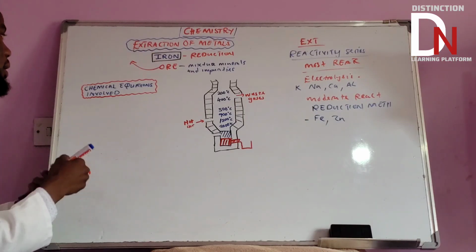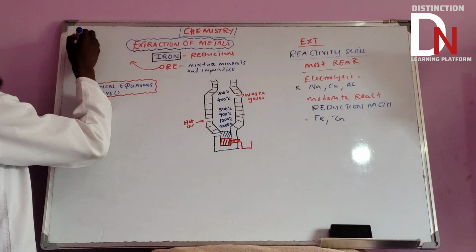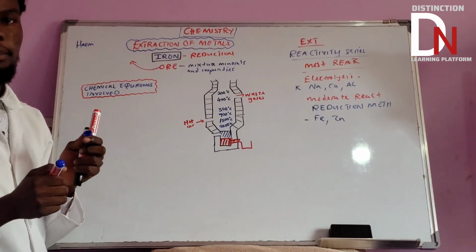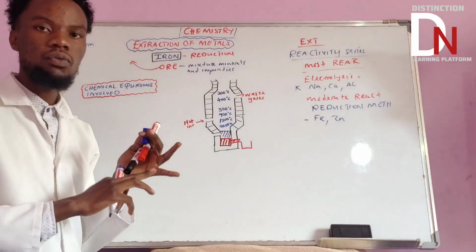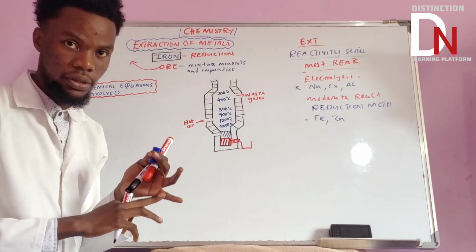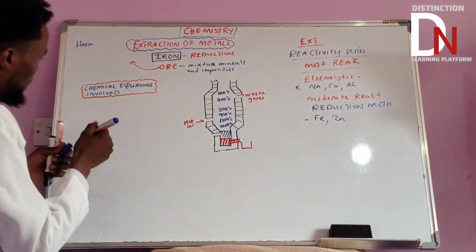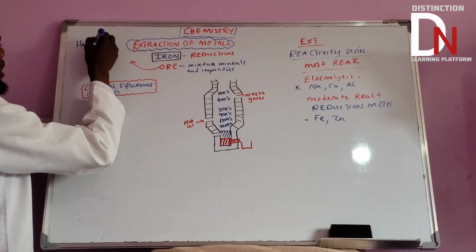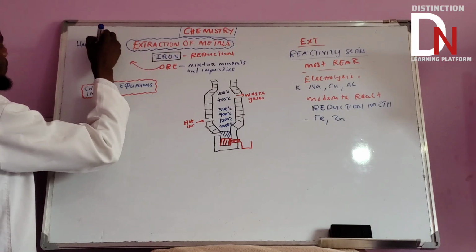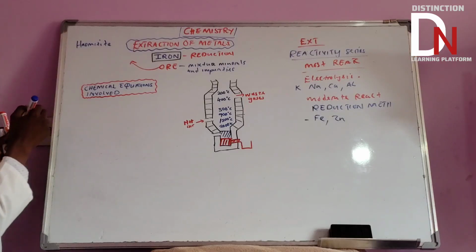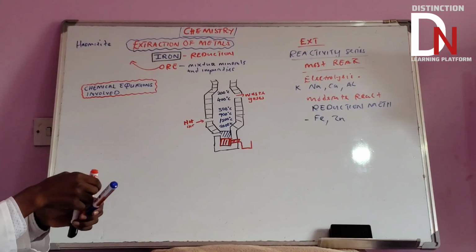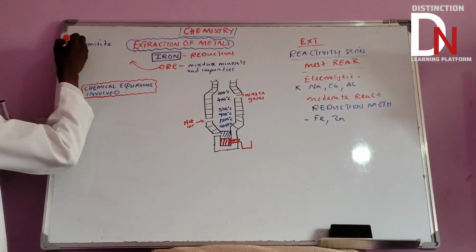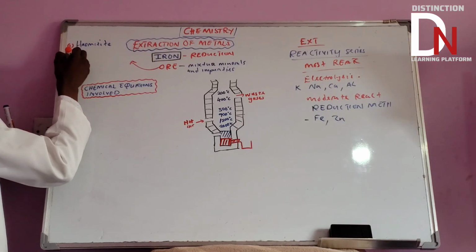You need to know about that. So the ore for iron is what we call hematite. It's the most common ore for iron. Remember that ore is a mix of minerals and impurities. So hematite is the ore for iron, but there are also other ores for iron. Apart from hematite, there is also another one which we call magnetite.